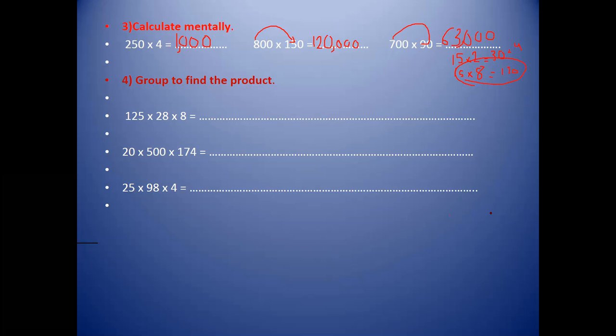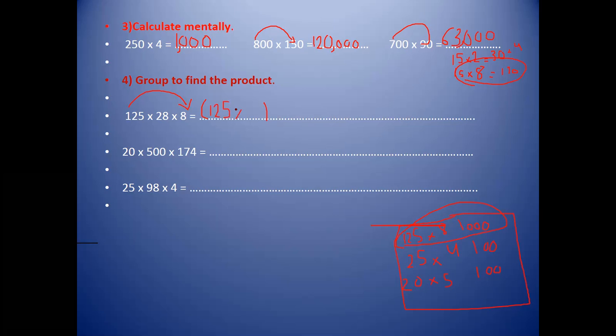Now, question 4. Group to find the product. We said here, in order to group them to find their product, you must memorize the equations. We know that 125 times 8 is how much? 1,000. And we know that 25 times 4 is how much? 100. And we know that 20 times 5, the same as 50 times 2, is how much? 100. Okay, let's start. 125 times 8 times 28. Which 2 numbers should I start multiplying first? 125 times 8, because we know that it gives us how much? 1,000.